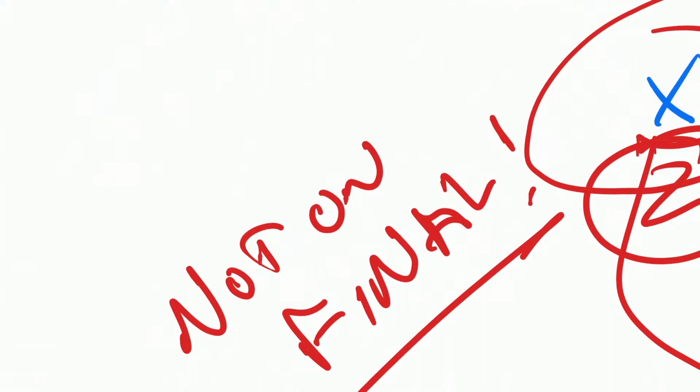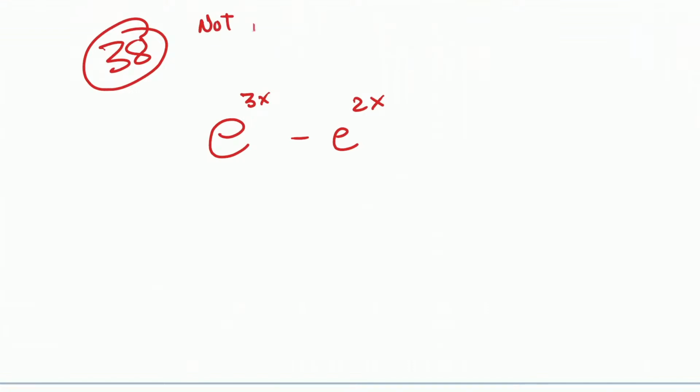What do you think, Eli? 38? Is that one super hard as well? Let's see. No, that one's easy. Let's do 38. 38 is similar to final land here. So 38 is a good one. So this is e to the 3x minus e to the 2x. This one is good. Not hard.